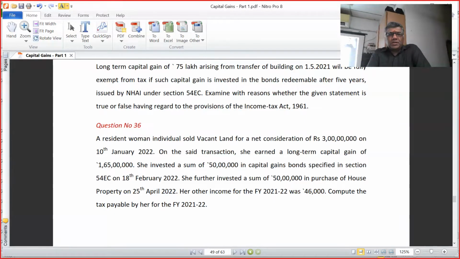Question number 36. A resident woman individual sold vacant land for a net consideration of 3 crores on 10th January 22. On the said transaction, she earned an LTCG of 1 crore 65 lakh, of which she invested 50 lakhs in capital gains bonds under 54EC within 6 months. She further invested 25 lakhs for purchase of house property. Her other income is 50 lakhs 46,000. Compute the tax payable by the assessee.